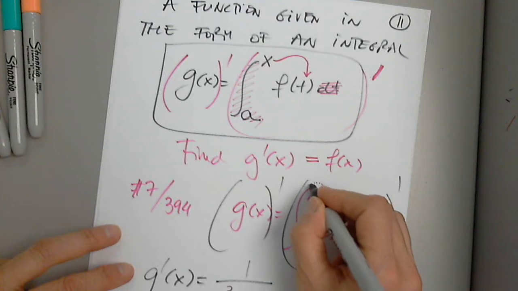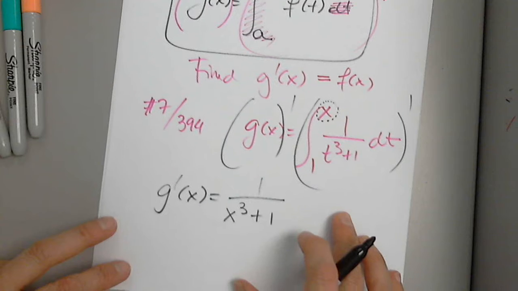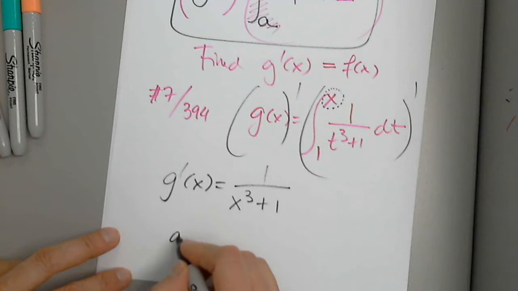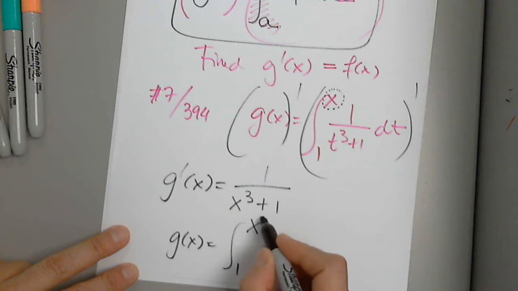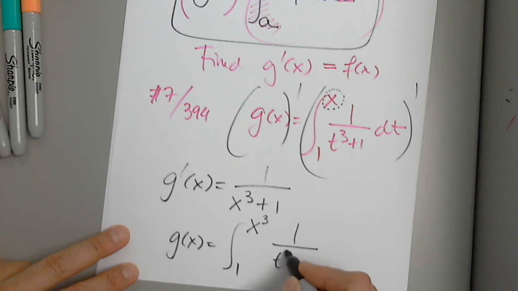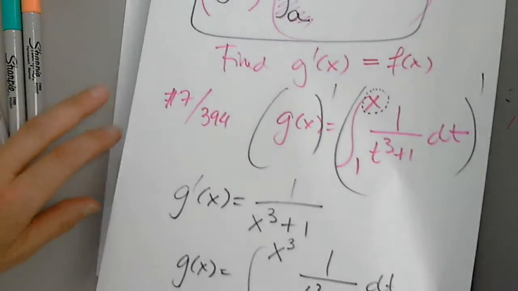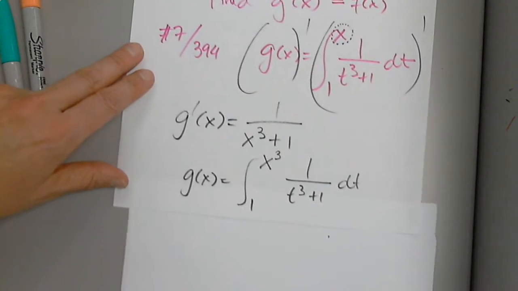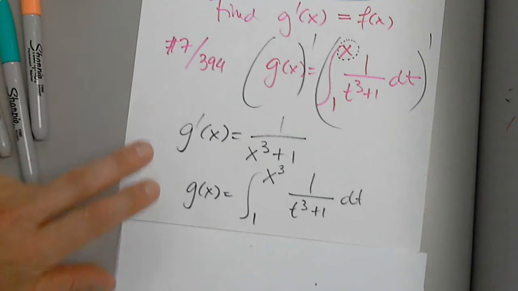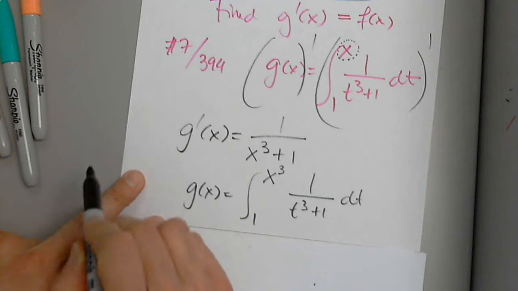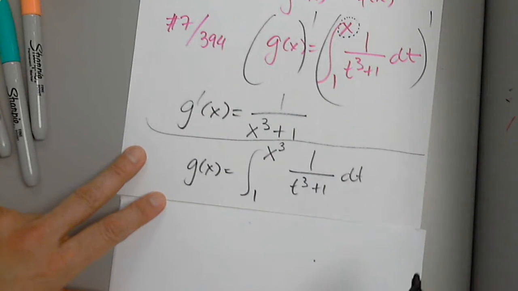What happens if this is not x? I'm just going to change the problem a little bit. Let's say this time it is the integral from 1 to x cubed of 1 over t cubed plus 1 dt. Careful. So I'm changing the problem. I just created a new problem right now.